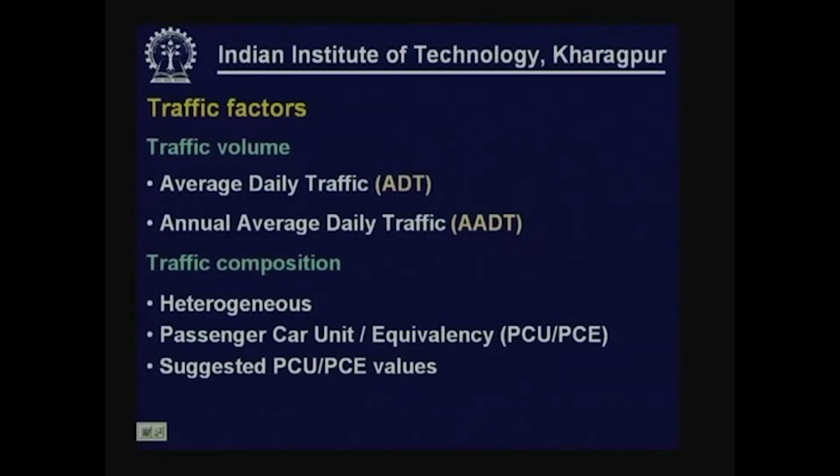What is the difference? The basic difference is the seasonal variation of traffic, especially for non-urban scenarios. The traffic volume varies from one season to another. For example, during monsoons or the rainy season, during winter, during summer, the traffic volume is not the same. It varies due to various reasons, because commercial traffic movement carries some commodity.